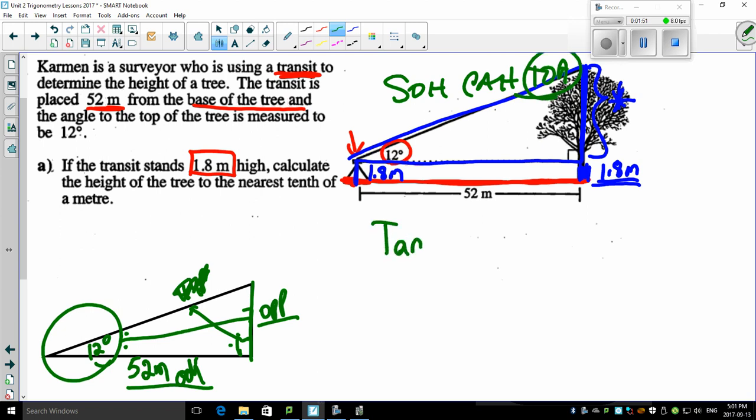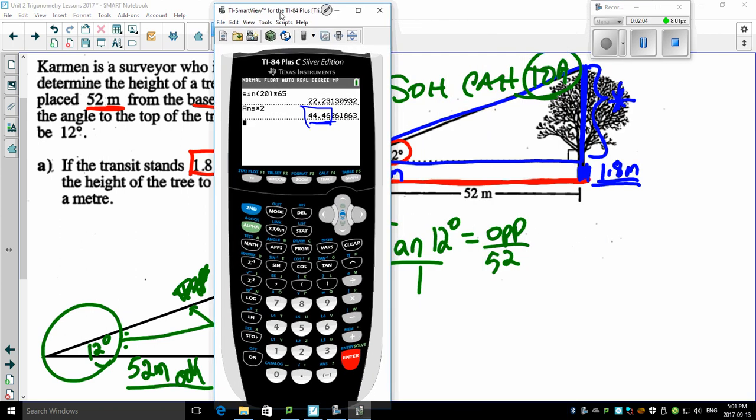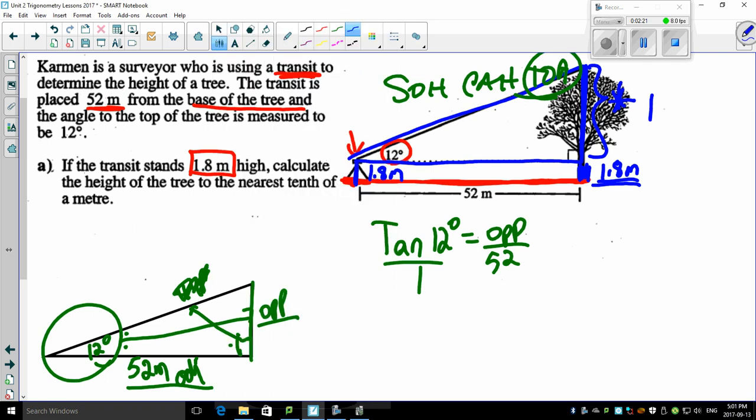So the tangent of 12 degrees is opposite, which is what we're trying to find, over the adjacent, which is 52. Very simple cross multiplication here. Clear, tan 12 degrees times 52, enter, okay, 11.05 is the height. So the height here is 11.05 meters.